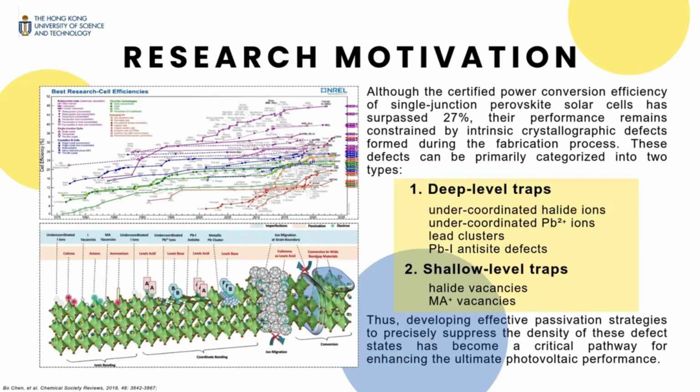Perovskite solar cells have emerged as one of the most promising photovoltaic technologies, with certified power conversion efficiencies already exceeding 27%. However, their performance is still limited by a high density of defects formed during solution processing. These defects, including undercoordinated Pb2+, halide ions, vacancies, and antisite defects, act as deep and shallow traps. They promote non-radiative recombination and reduce both the open circuit voltage and fill factor. Therefore, developing effective defect passivation strategies is essential if we want to further approach the theoretical efficiency limit.